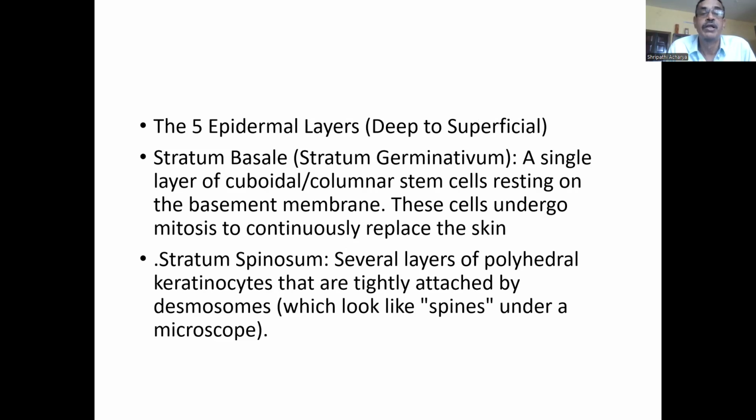The five epidermal layers, deep to superficial: stratum basale, stratum germinativum, a single layer of cuboidal or columnar stem cells resting on the basement membrane. These cells undergo mitosis to continuously replace the skin. Stratum spinosum, several layers of polyhedral keratinocytes that are tightly attached by desmosomes, which look like spines under a microscope.